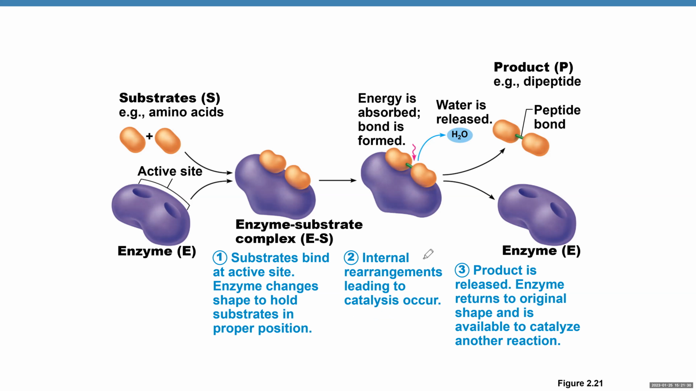catalysis occurs. So here water is removed and we have a product, right? Product is released, enzyme returns to its original shape and is available to catalyze another reaction. So you see, we started here with the enzyme, we ended up with the enzyme. It's not damaged, it's not consumed. What it did, it just lowered this activation energy by changing the shape, rearranging those substrates and increasing the speed of formation of those chemical bonds.